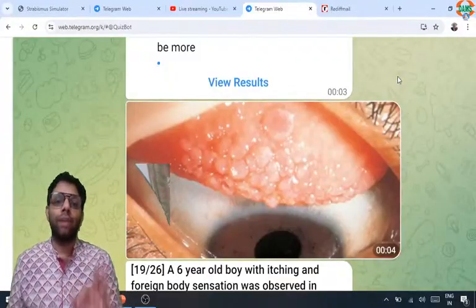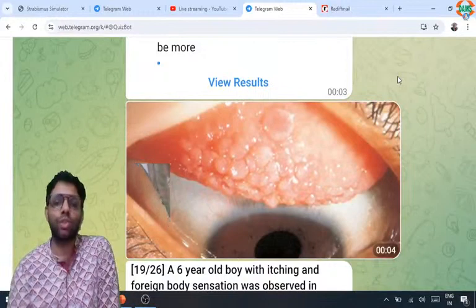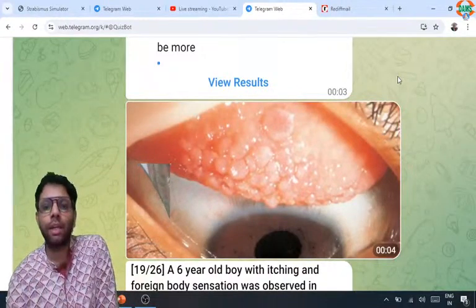IgE mediated, type 1 plus type 4 hypersensitivity, but type 1 is more. So IgE mediated, that's why there are mast cells, eosinophils. But it is also known as spring catarrh, but that's a misnomer.